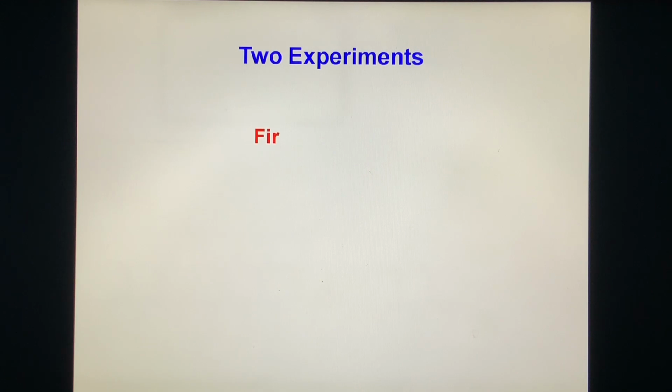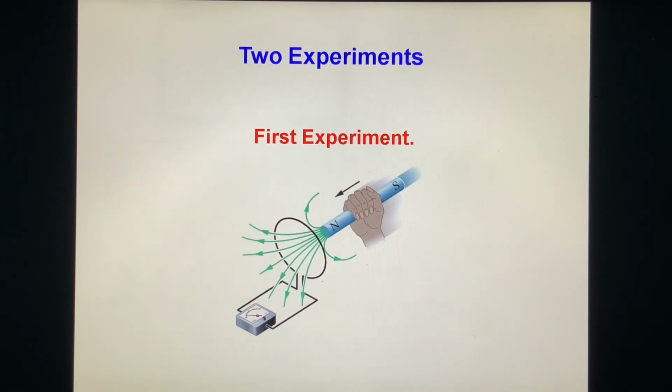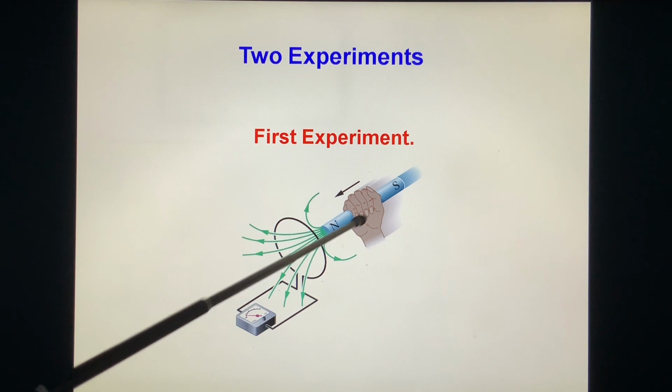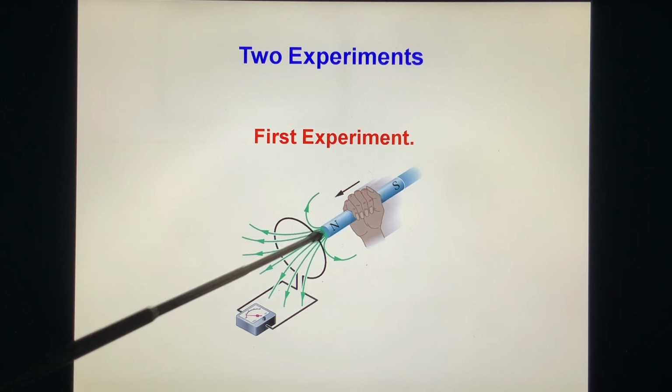Two experiments. First experiment. We have a loop on the left, connected with a meter. And then we hold a magnetic field and put it into the loop.